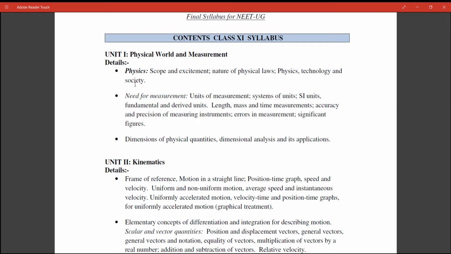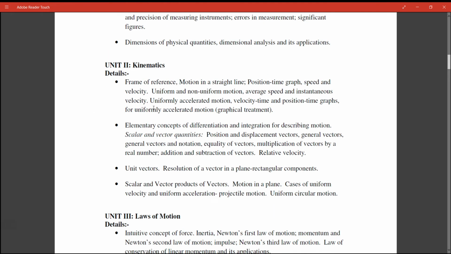Now the second unit is kinematics, and the detailed syllabus is frame of reference, motion in a straight line, position time graph, speed and velocity, uniform and non-uniform motion, average speed and instantaneous velocity, uniformly accelerated motion, velocity time and position time graphs for uniformly accelerated motion. That is graphical treatment only.